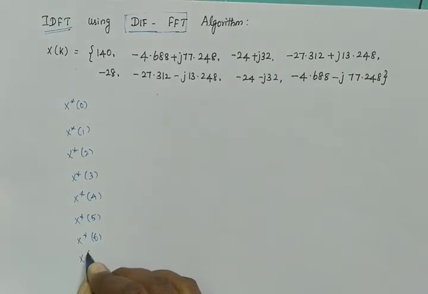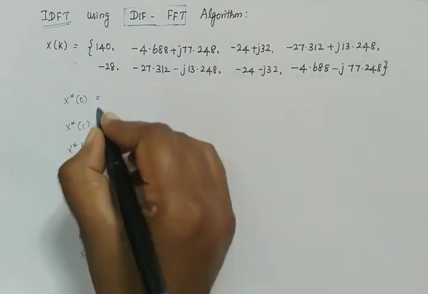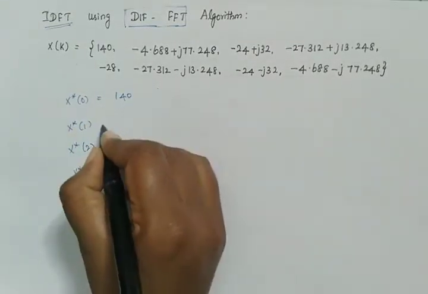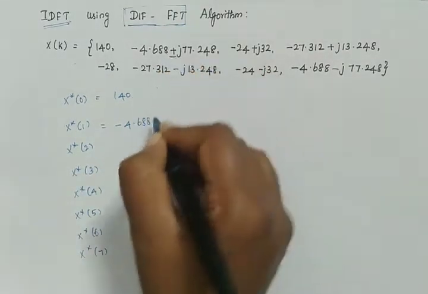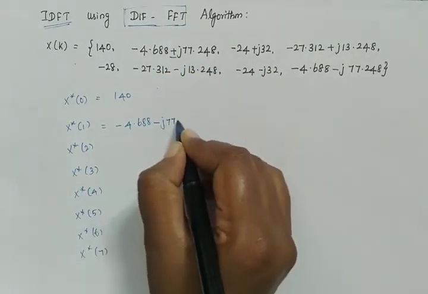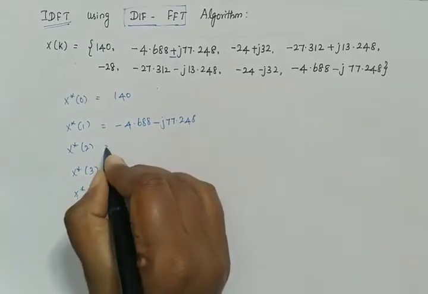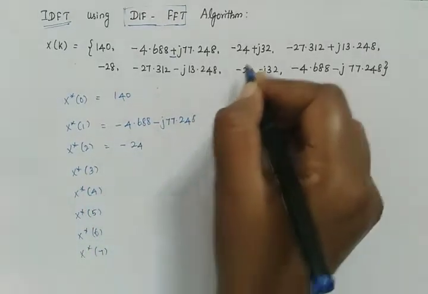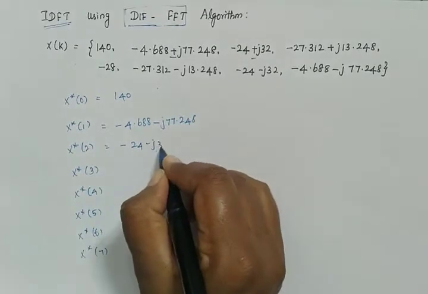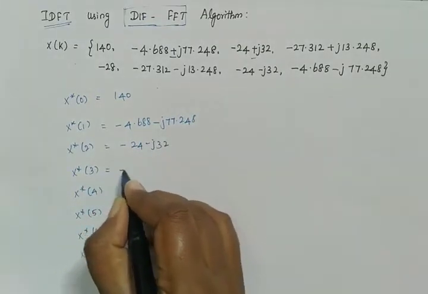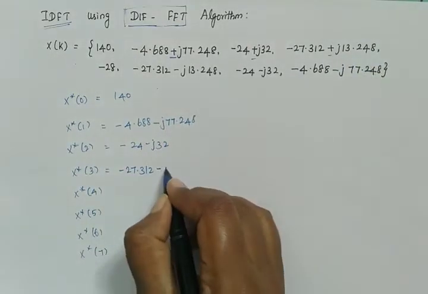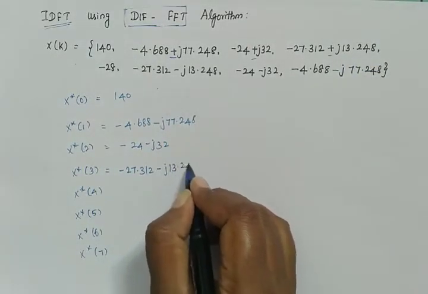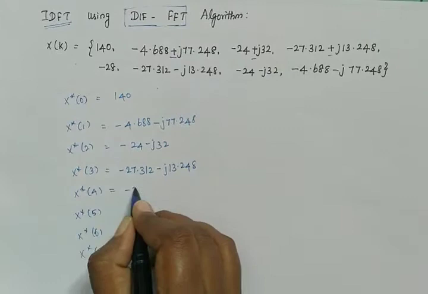Now write the values for this. This is 140, and here it is minus 4.688, here we have plus, so minus j77.248. And here it is minus 24, here we have plus, so minus j32. Then the next one, x of 3, minus 27.312, here we have plus, so substitute minus j13.248.